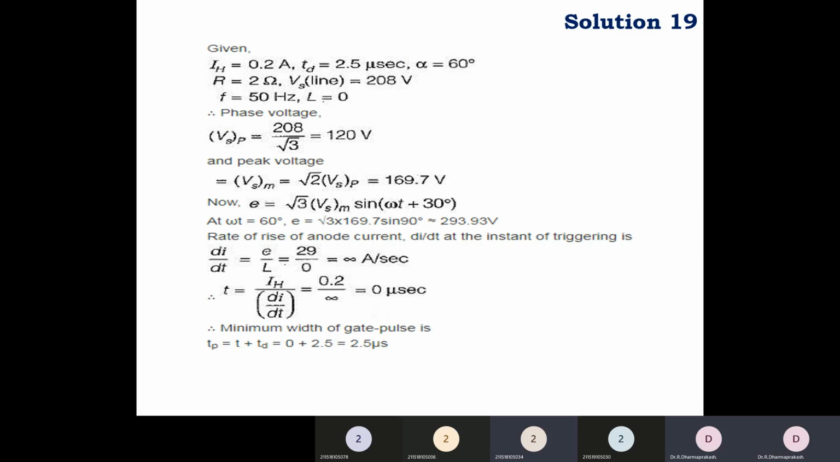The rate of rise of anode current, di by dt at the instant of triggering, is E by L, that is 293.93 divided by 0, that is infinite. So the time for gate pulse required, T, is equal to IH by di by dt, is 0.2 divided by infinity, that is equal to 0 microseconds. So the minimum pulse width of the gate pulse is equal to T plus TD, that is 0 plus the delay time. Okay. So it is 2.5 microseconds. That is the minimum pulse width required to turn on the device.